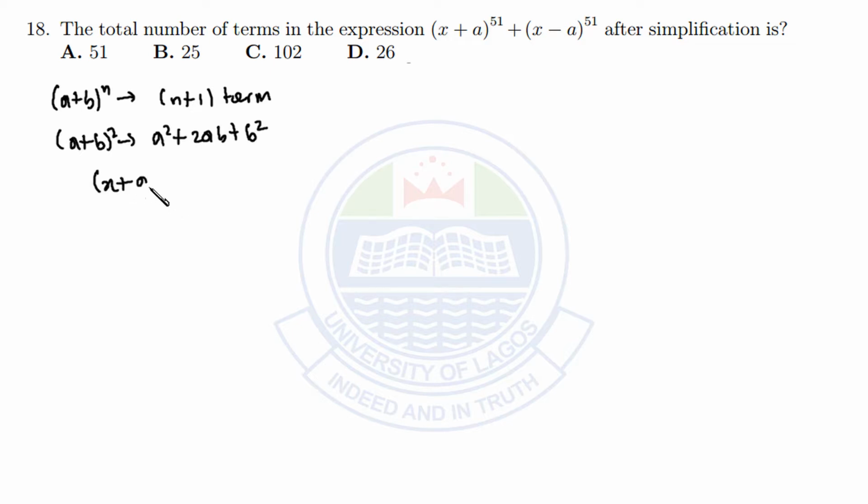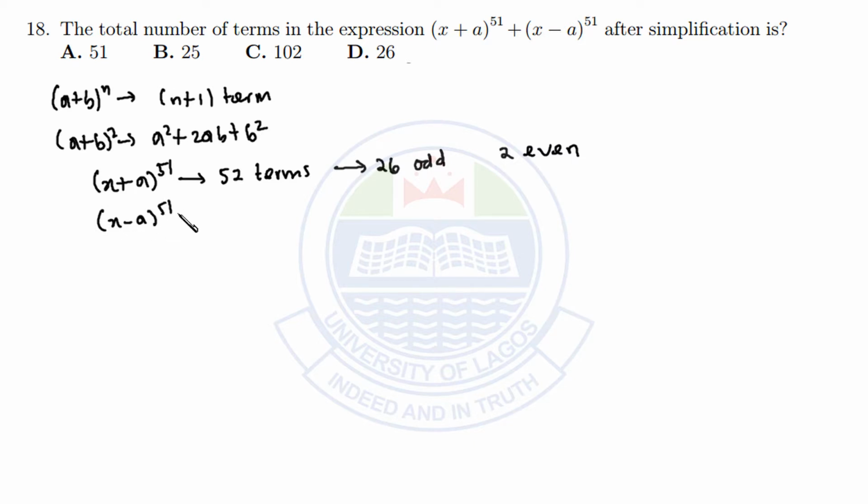Now if you have x plus a raised to power 51, how many terms am I going to have here? I'm going to have 52 terms anytime I expand x plus a raised to power 51, out of which 26 will be odd and 26 will be even.